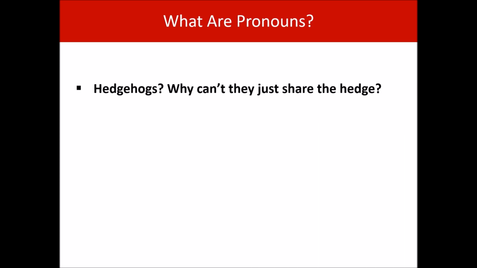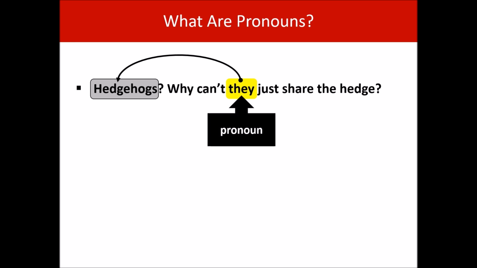Look at this example. Hedgehogs. Why can't they just share the hedge? So they is our pronoun, and it replaces the noun hedgehogs. They is a pronoun, hedgehogs is the antecedent. Remember, if there is a pronoun, somewhere there will be an antecedent.